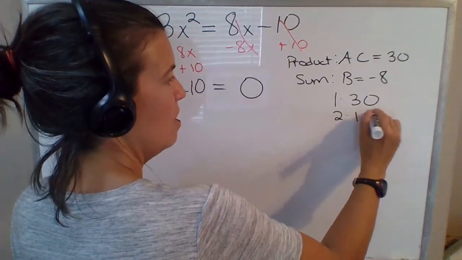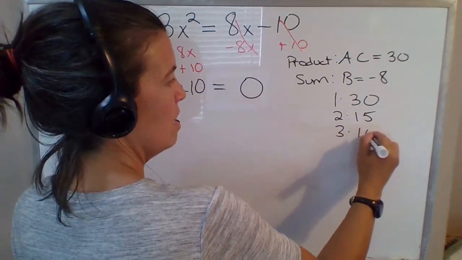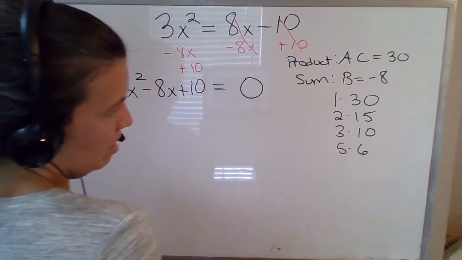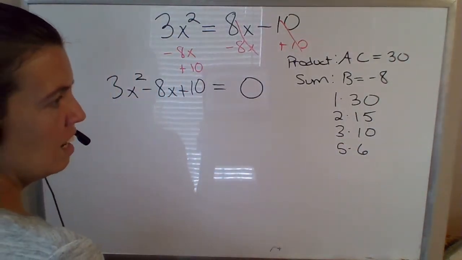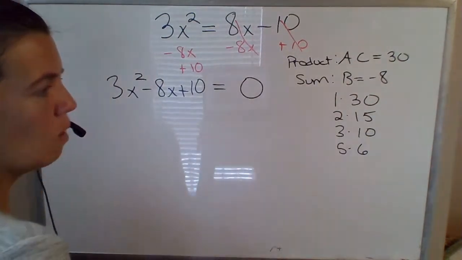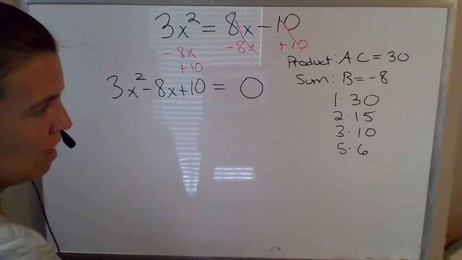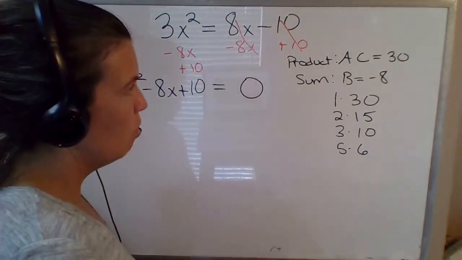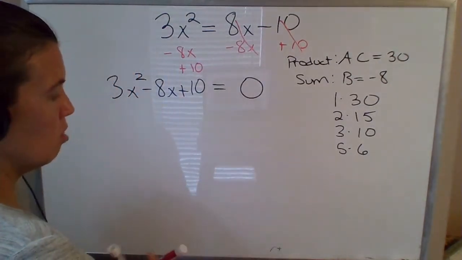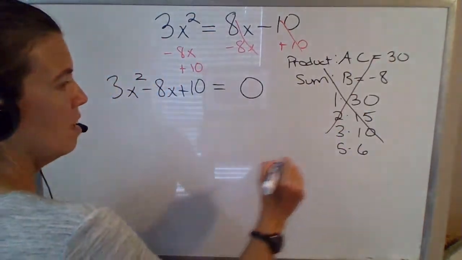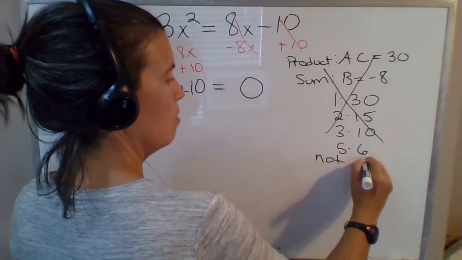2 times 15. 3 times 10. Not 4. 5 times 6. And that's kind of it, right? But none of those, I can't combine any of those pairs of numbers and get negative 8. So factoring is not going to work. So plan B then is the quadratic formula.